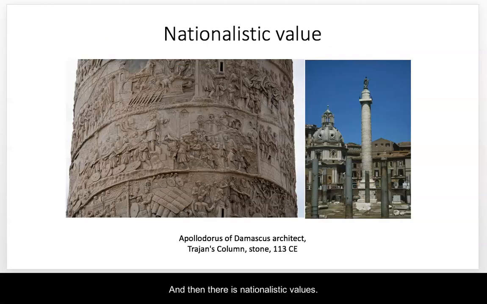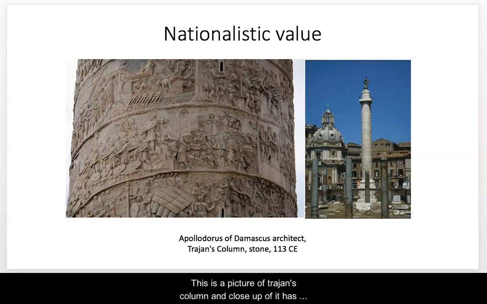And then there is nationalistic value. So what is the difference between nationalistic and cultural? Well, they're very much connected in a lot of ways, but this maybe has more to do with not just the history of the culture, but the pride and accomplishment of the culture. So this kind of gets into where we're talking about propaganda, statues of things like national heroes, like the Lincoln Memorial for us in the U.S.